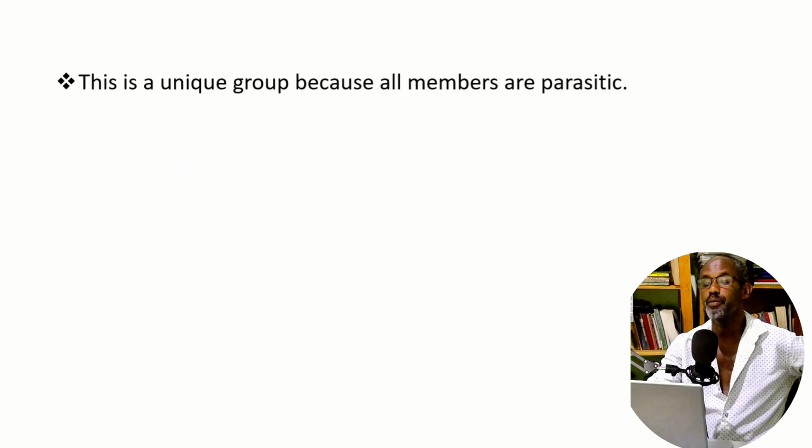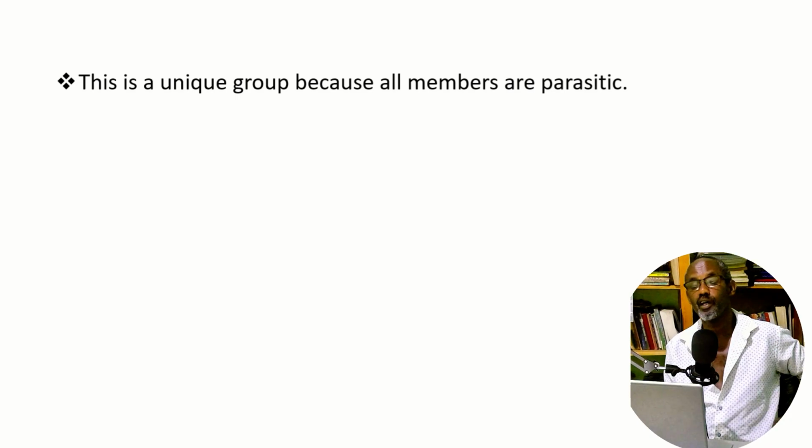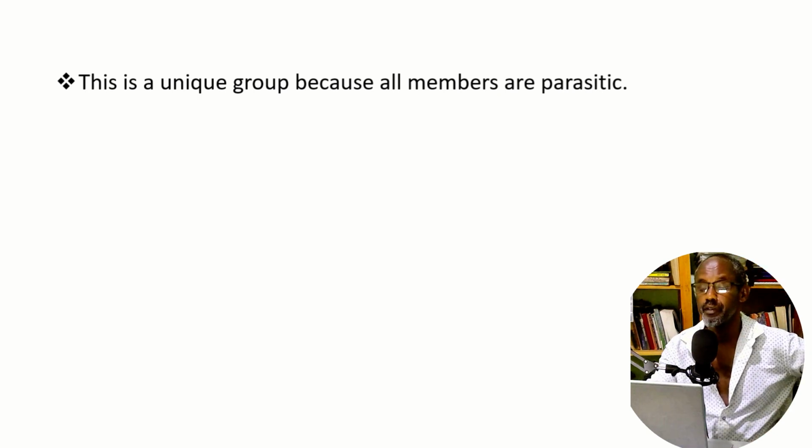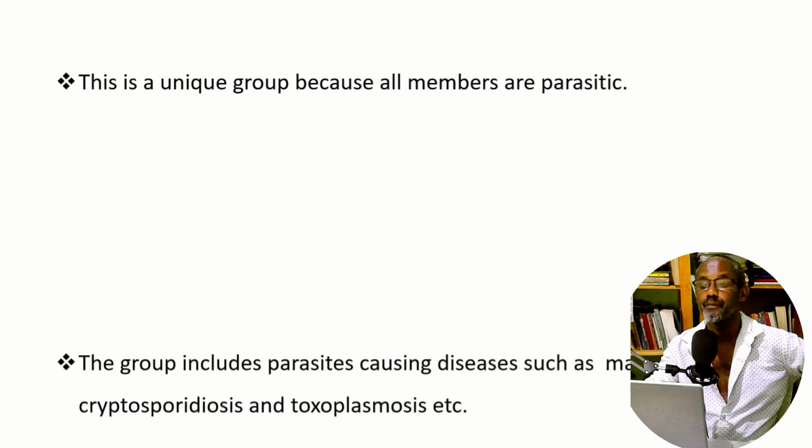This is a unique group because all members are parasites. Imagine when you compare this group of protozoa with ciliates. From ciliates, only one species, Balantidium coli, remember, is parasitic. The others are free-living. When it comes here, there is no free-living form. They are all parasitic to humans and domestic animals.